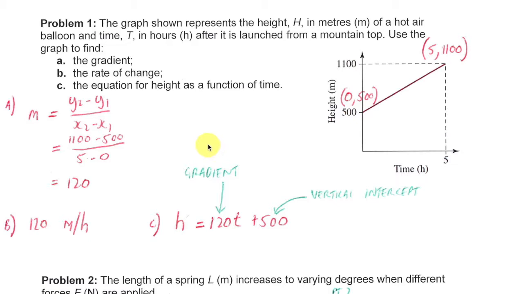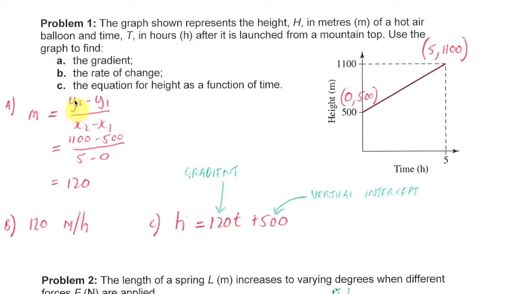So to work out the gradient, m, it's y2 take y1 over x2 take x1. We do that calculation, we get 120. So the gradient there is just 120. I don't put in the units here, okay? So just write the number 120.